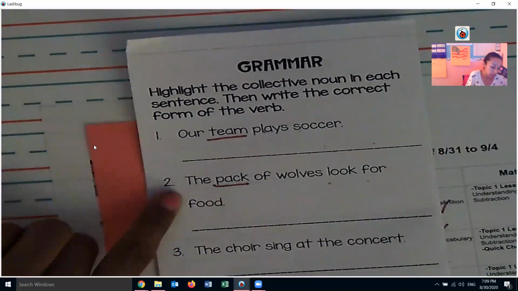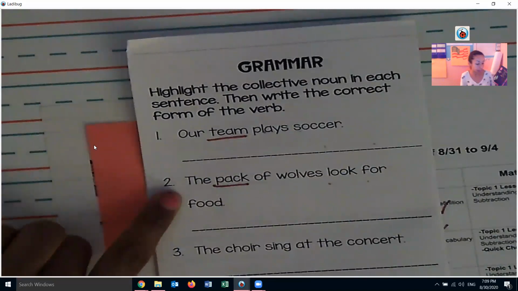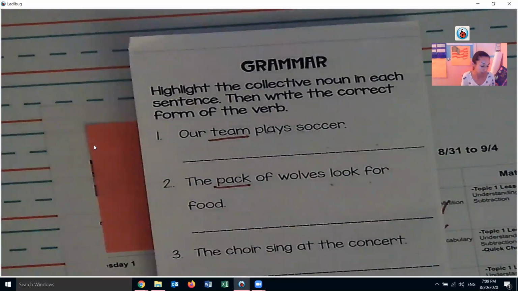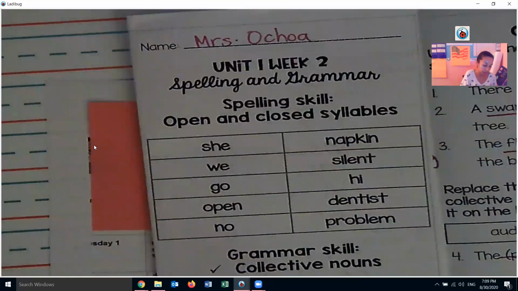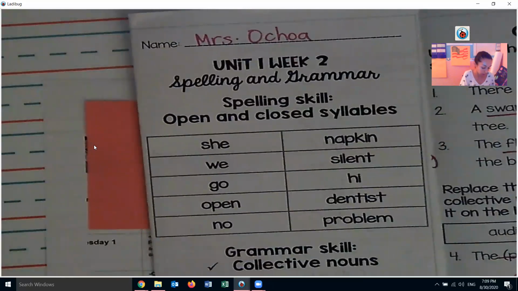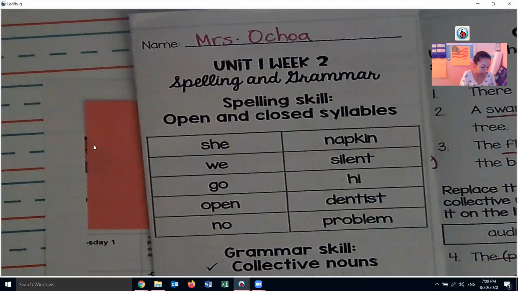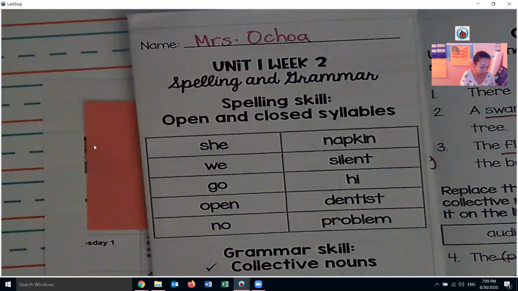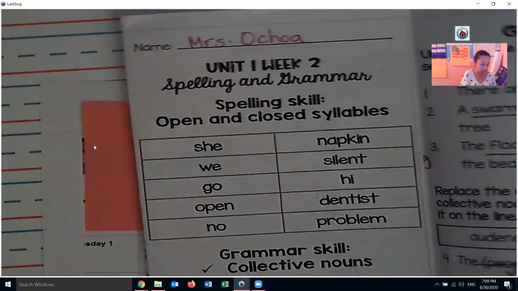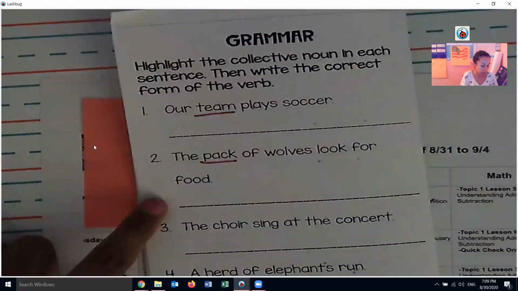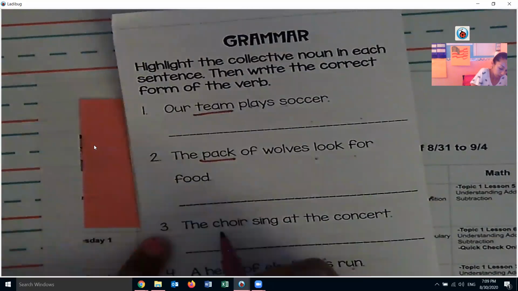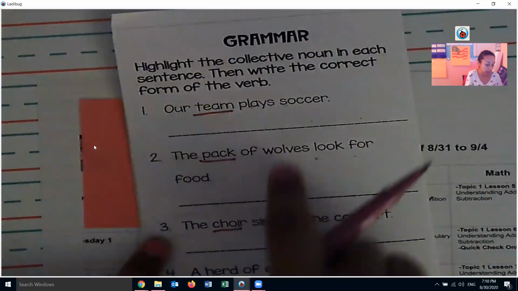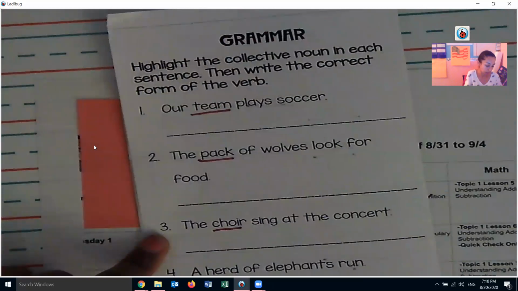The pack of wolves look for food. So they were saying in the front that a collective noun is singular, even though it names more than one. A collective noun is used with a singular verb, a singular verb ending in S. So it sometimes follows that pattern, but not always. So far these two sound good. The pack of wolves look for food.